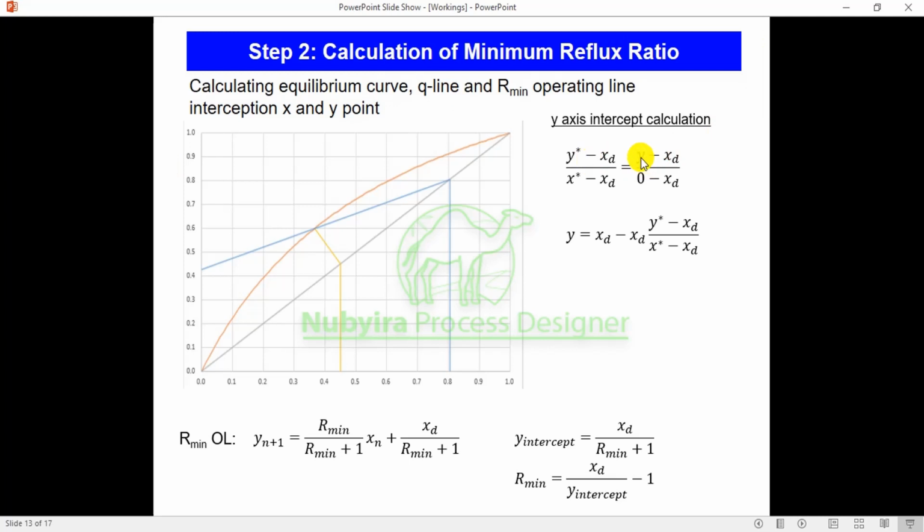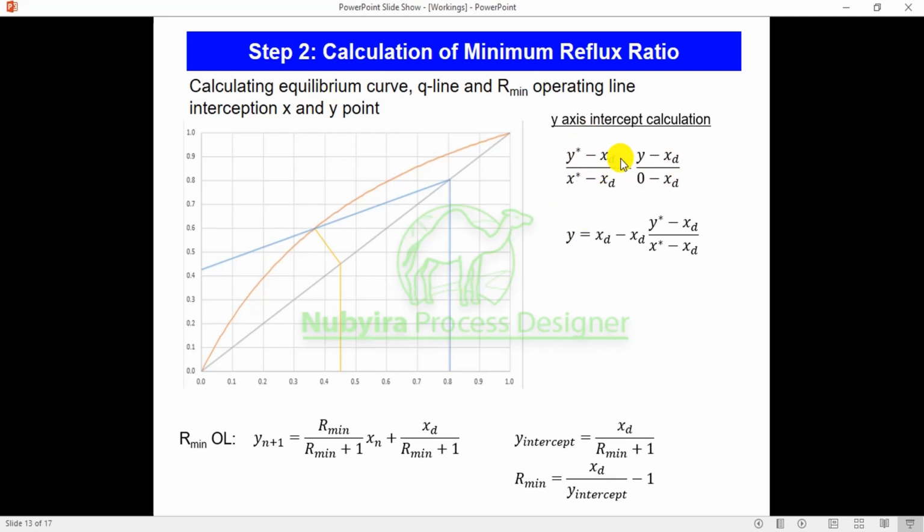Then that will be the same for the overall, which is y minus xd, and it is 0 because the x value at this point is 0. So 0 minus xd. This is the xd, because xd is actually 0.8, and yd is also 0.8. I don't want to confuse you, that's why I didn't put yd.